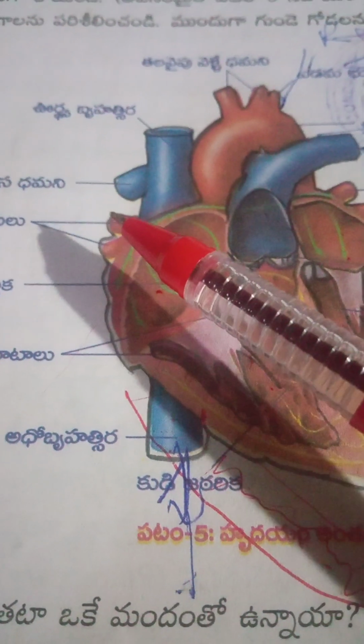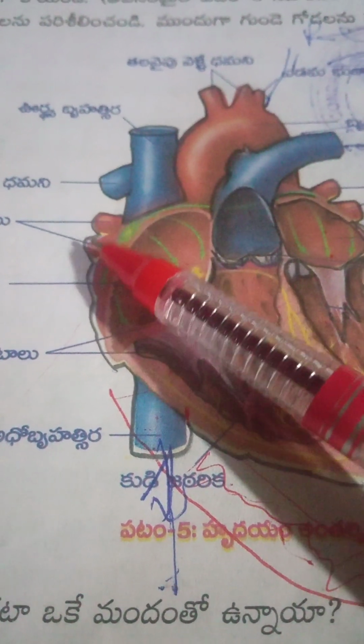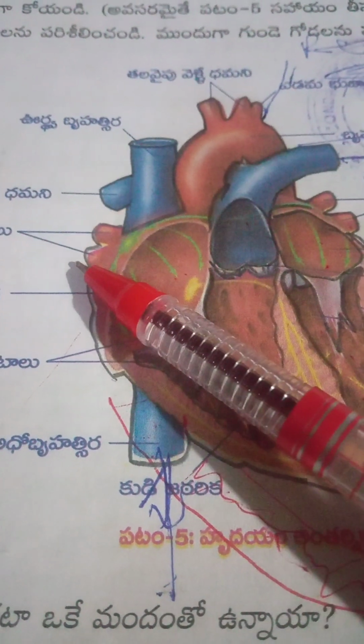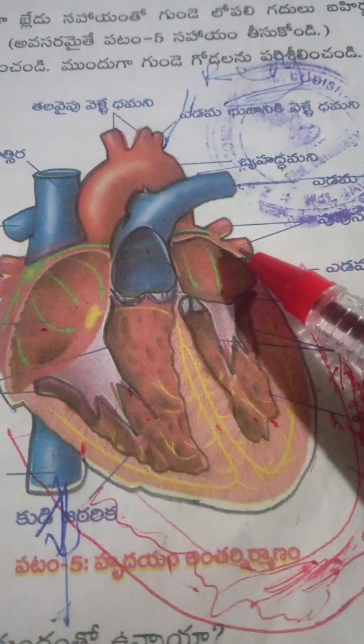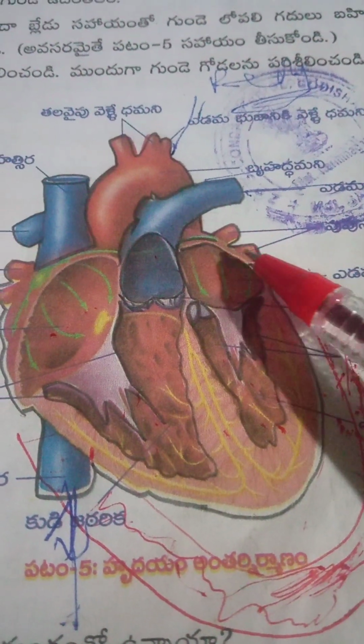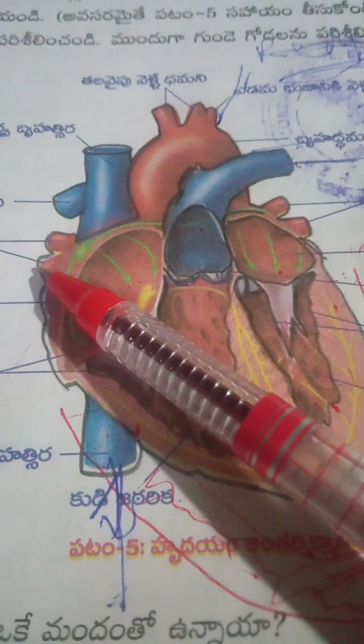These are also called veins. It is a pulmonary vein. Pulmonary veins, here also pulmonary veins. This is the left side pulmonary vein, and this is the right side pulmonary vein.